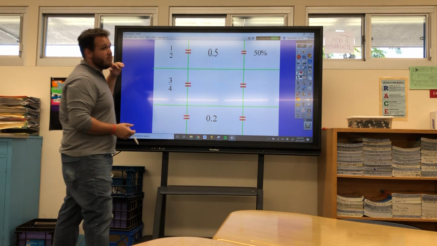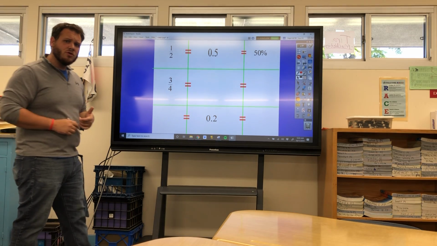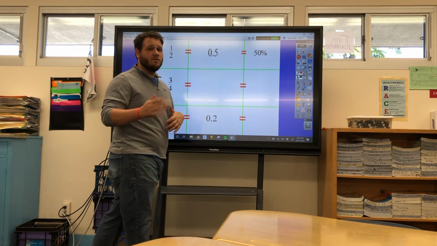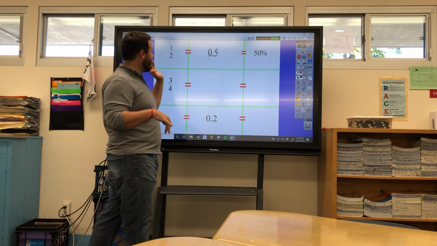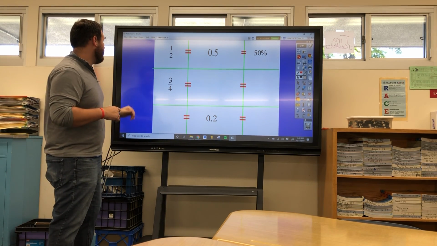Okay? Here we're going to do some quick conversions. I'm going to show you a quick and easy way that you can convert. So we know that 1/2 is equal to 0.5 is equal to 50%. Okay? I'm going to look at 3/4.